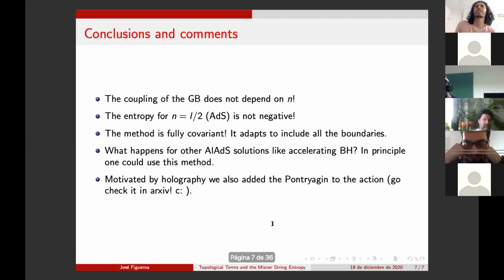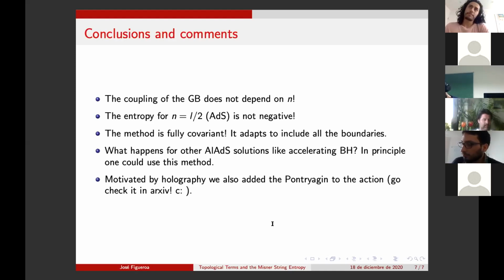And next, please. Then some conclusions and comments, the most important part. With this method, the coupling of the Gauss-Bonnet term does not depend on n. This is interesting because one could expect that for asymptotically locally AdS solutions, this will depend on the integration constant of the solution, but this doesn't happen.